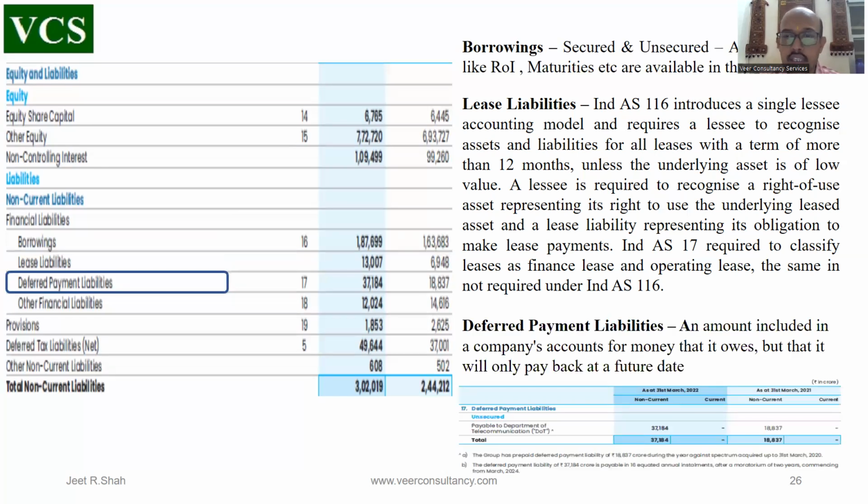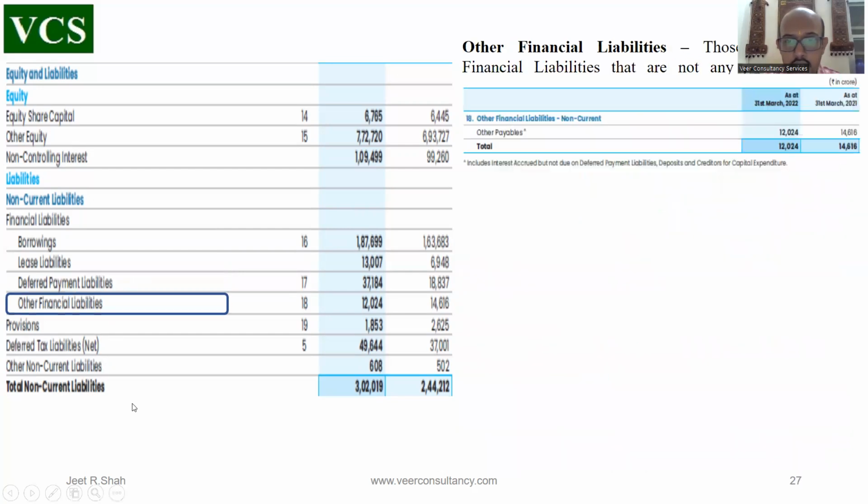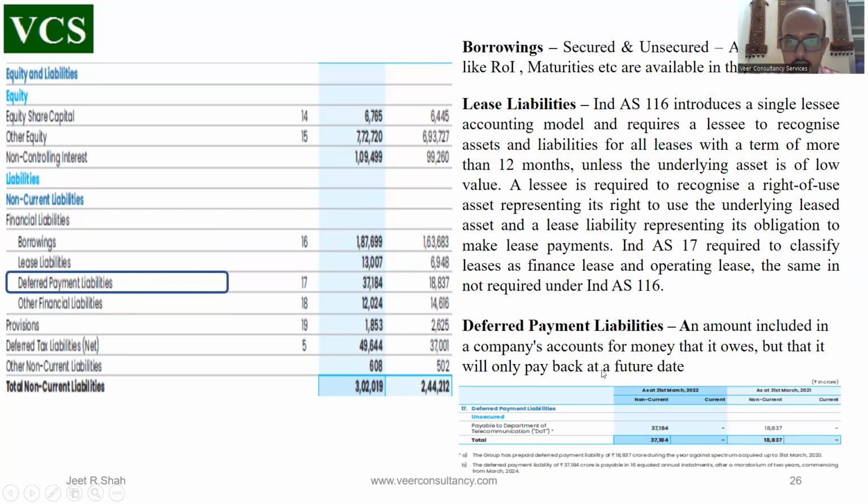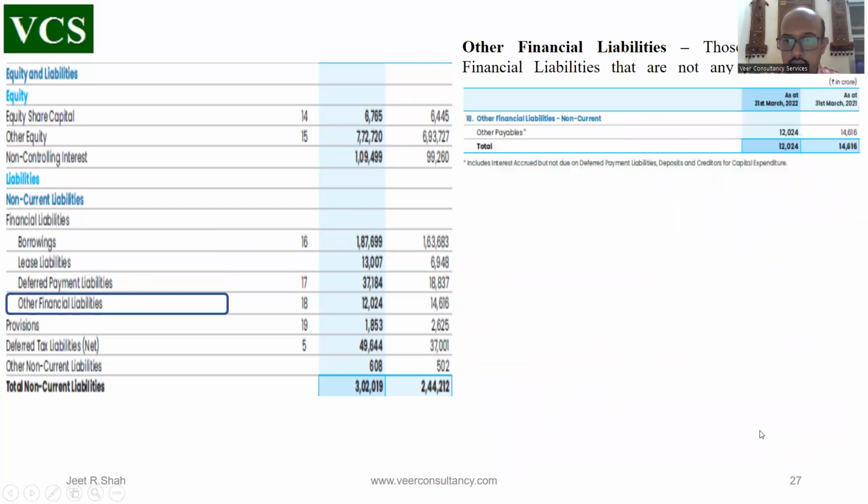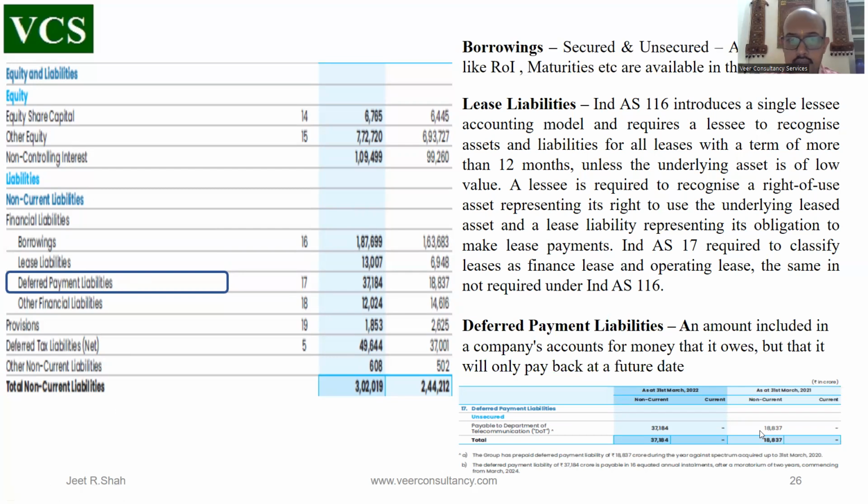Then we have deferred payment liabilities. There is an amount that is included in a company's accounts for money that it owes, but it will not pay back now, only at a future date. It means it will not pay now, it will pay later. So here, in the Reliance case, you can see that it is deferred payment liabilities. They have been given again as non-current, unsecured, payable to the Department of Telecommunication. So these are those liabilities that you might have to pay, but not today, after some time. They are the deferred payment liabilities.